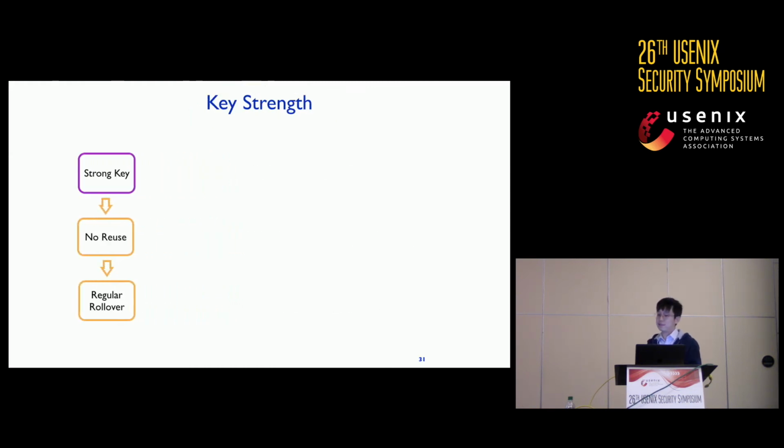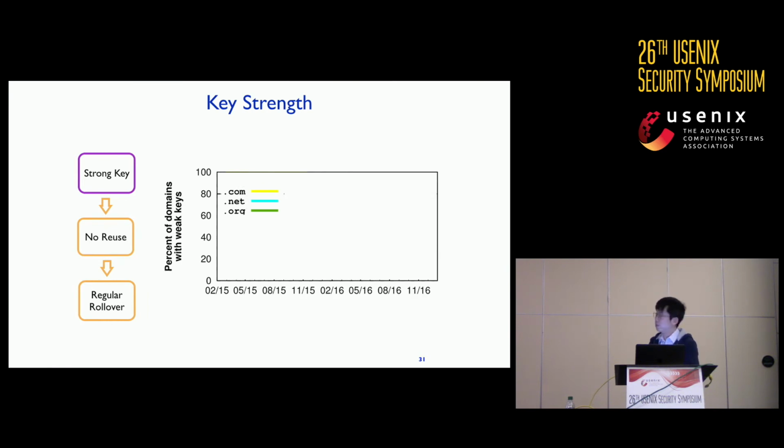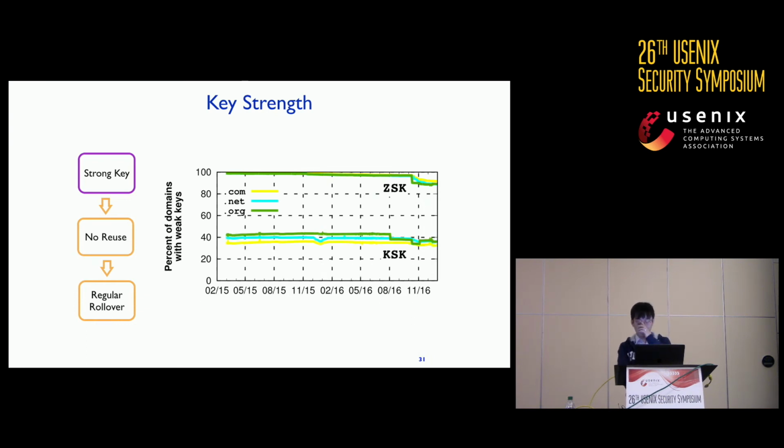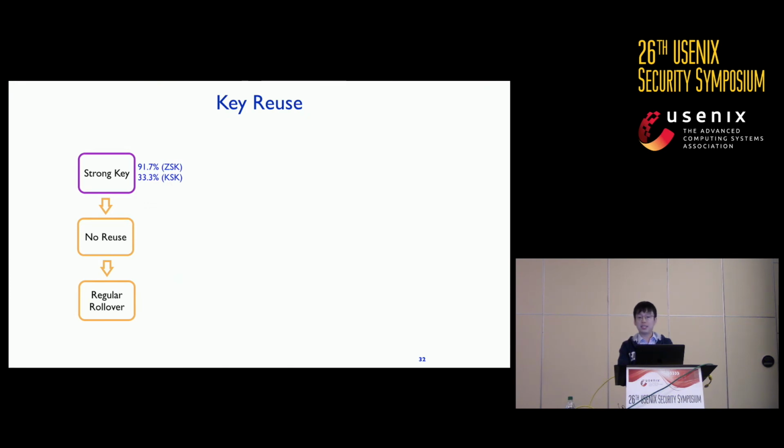So let's see the key strength first. The y-axis now shows the percentage of domains with keys. As there is no standard minimum key length for DNSSEC, we have adopted NIST recommendations. So one example is RSA keys with a length less than or equal to 1024 bits being weak. So here is the result. As you can see, 90% of zone signing keys and 40% of key signing keys are weak. We found evidence that key signing keys are longer than zone signing keys, but still 30% are weak.